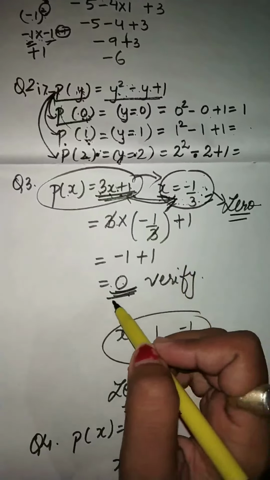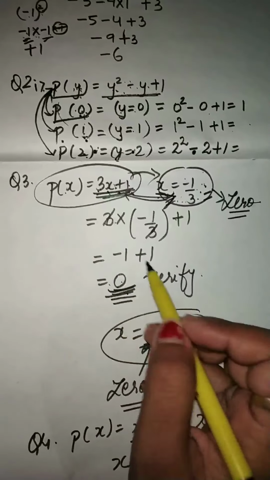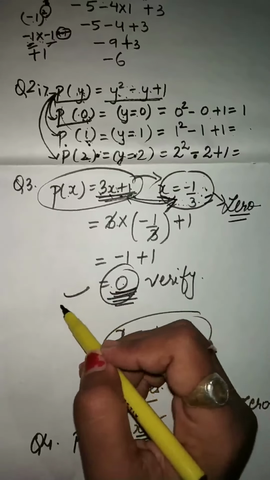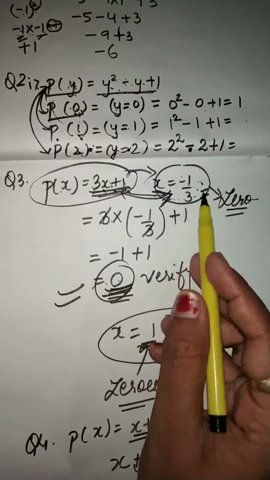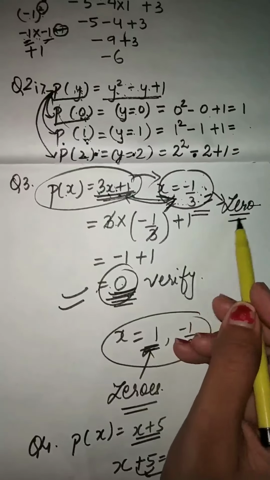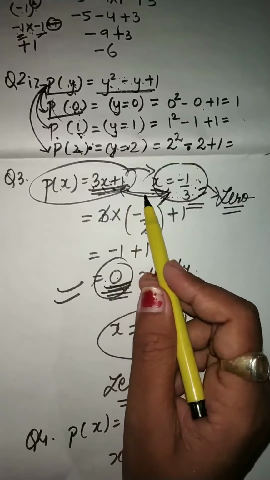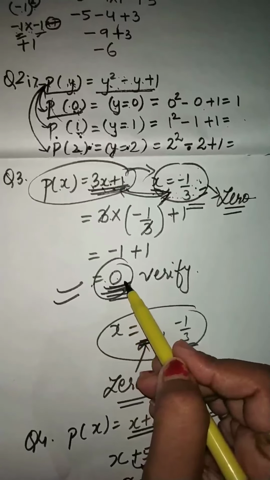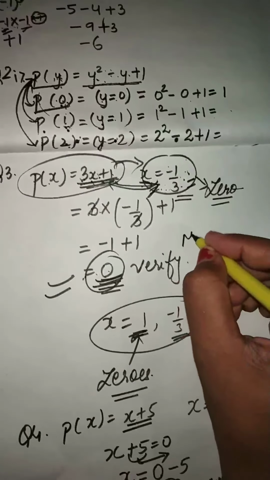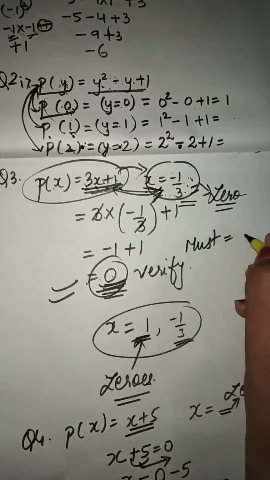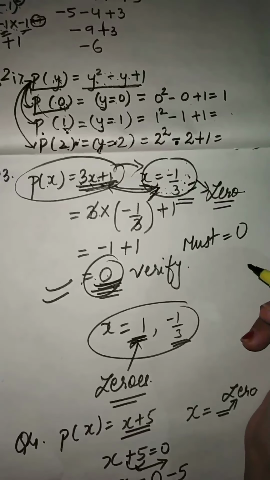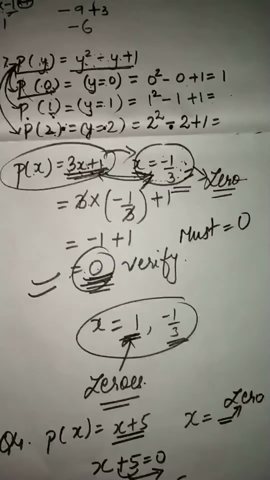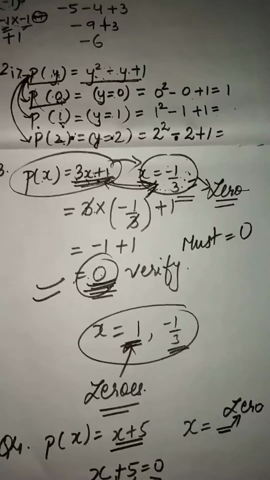So we have verified it. If we are having the answer as 0 only, then only we can say that the given value of x is the 0 of this polynomial. Otherwise it is not. It must come equal to 0. So this is what we have in question number 3.